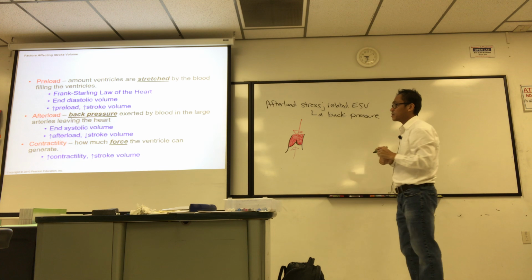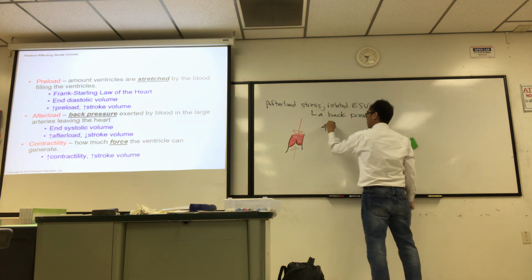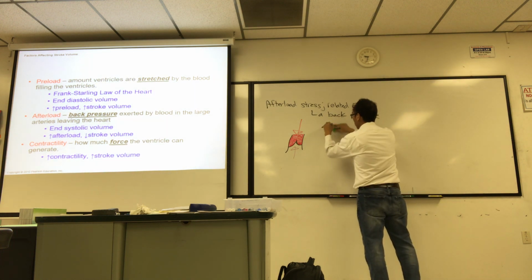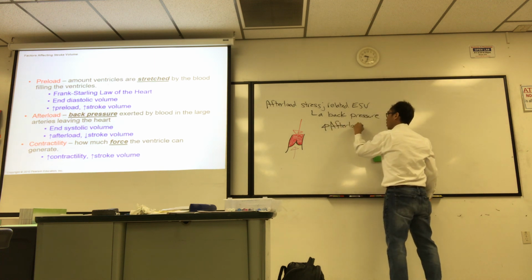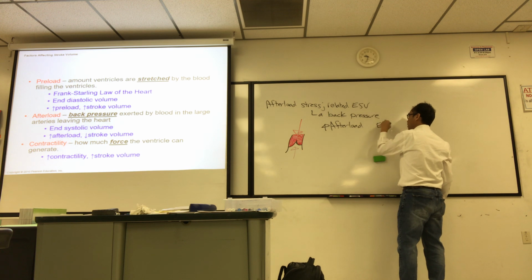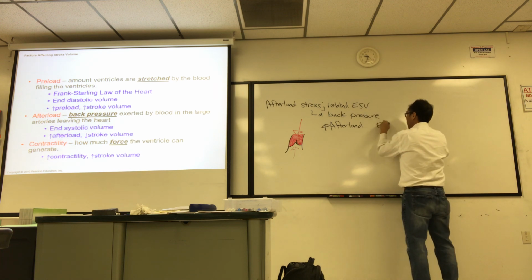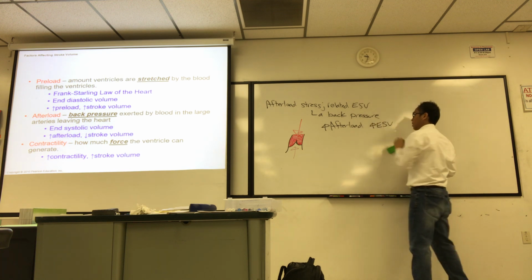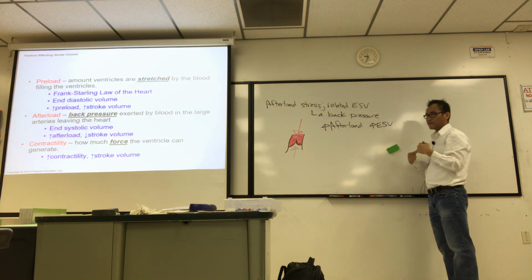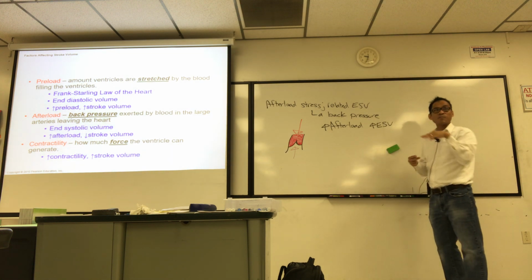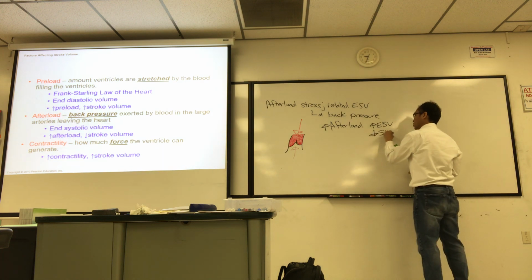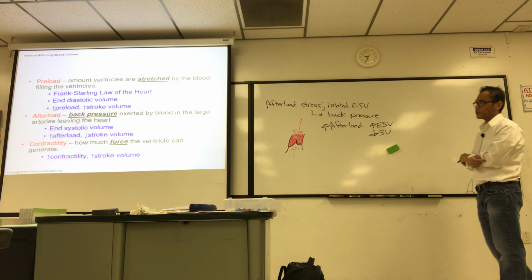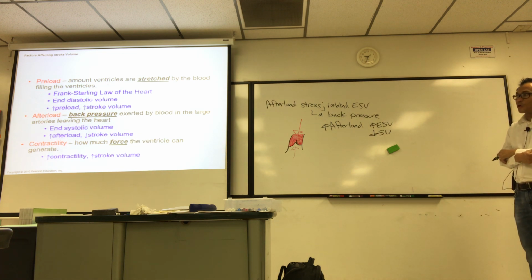So the relationship is, if you increase afterload stress, what do you think is going to happen to the ESV? Increase. So by default, if more is left over, you pumped less out, you decreased stroke volume. So that's the general relationship you should get out of that. The third thing is contractility, and I already talked about that.